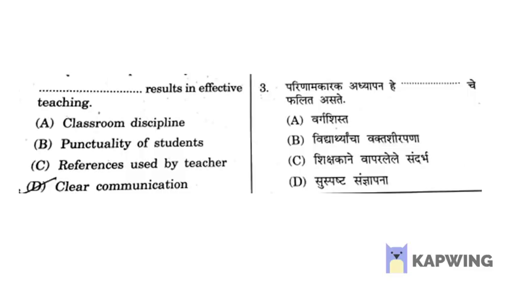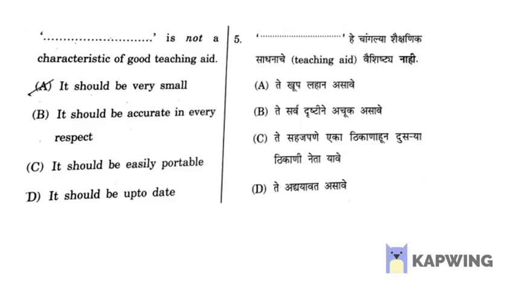Now moving on to the next question. Dash dash dash is not a characteristic of good teaching aid. If you have read the characteristics of good teaching aid, it says it should be accurate in every aspect. It should be easily portable, and it should be up to date. So B, C, D are the characteristics of a good teaching aid.